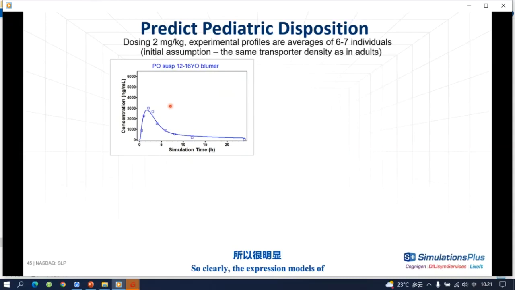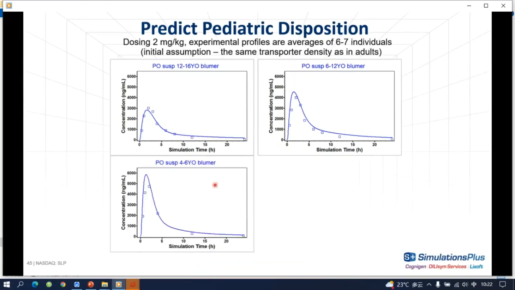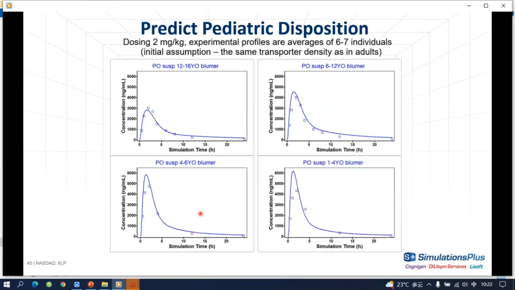So clearly the expression levels of the transporters by this age appear to be close to the adults. So we were able to move to the next group, 6 to 12 years old, still predicted very nicely. So again, appears that by this age, by those 6 years, maybe the transporter again, already very close to adult values. 4 to 6 years old, still very nicely predicted. Finally, we got some apparent misprediction around the Cmax here for the youngest group of children, 1 through 4 years old.